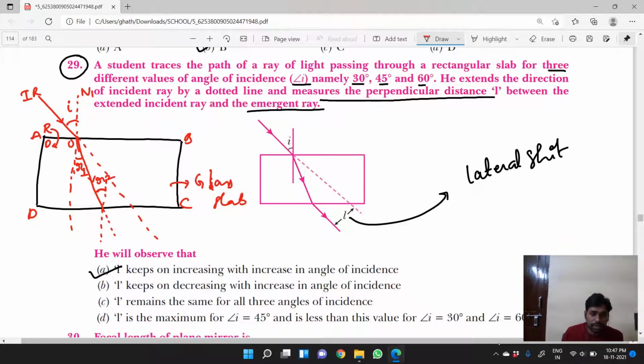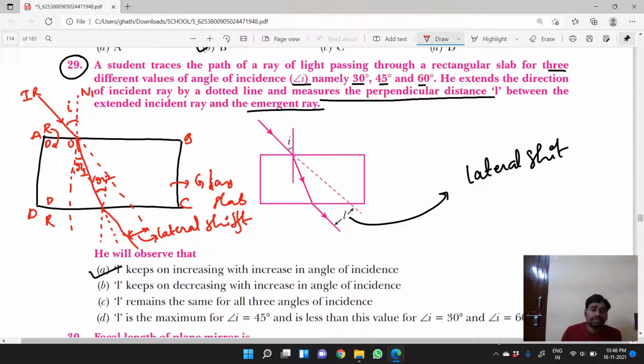Actually, the ray of light needs to travel in this path, but it is going from the denser to rarer. Speed increases and it bends away from the normal. And the emerging ray and the actual path of light will be parallel. The gap between them is called the lateral shift.